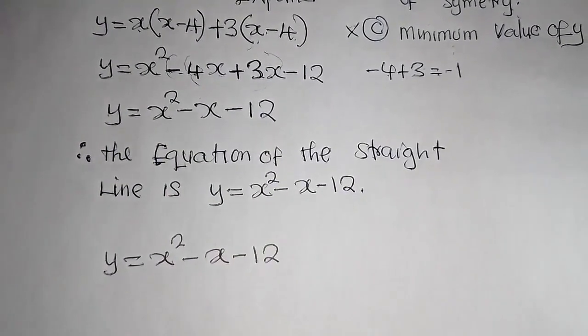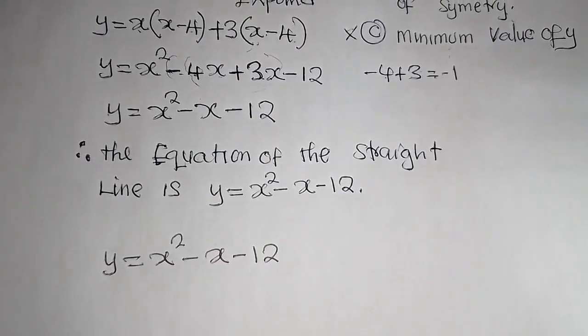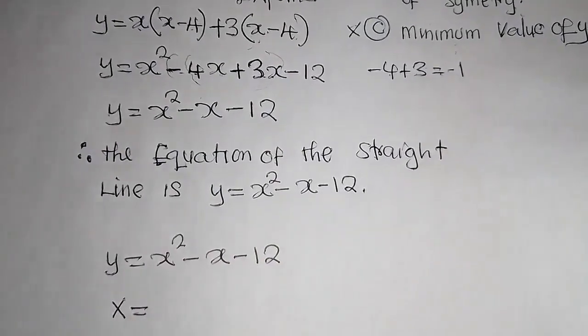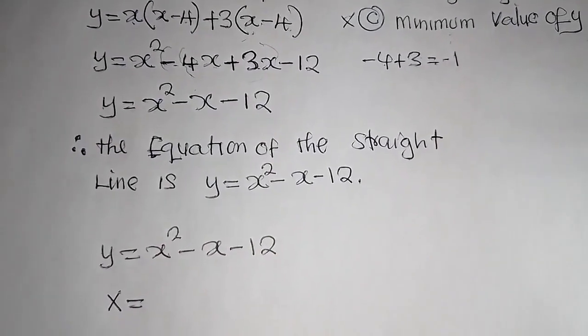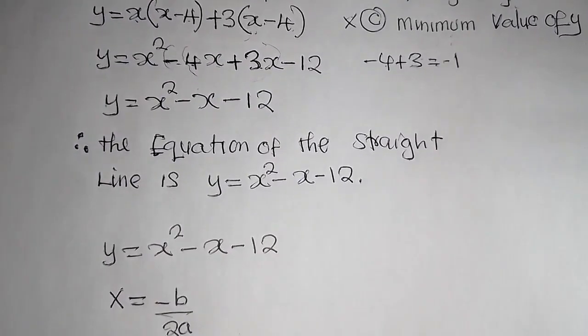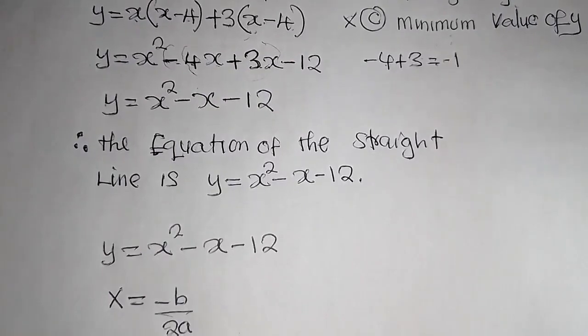So we find the turning point. Let us find the turning point. x is equal to negative b over 2a. This is the first thing that I told you that you need to be doing.